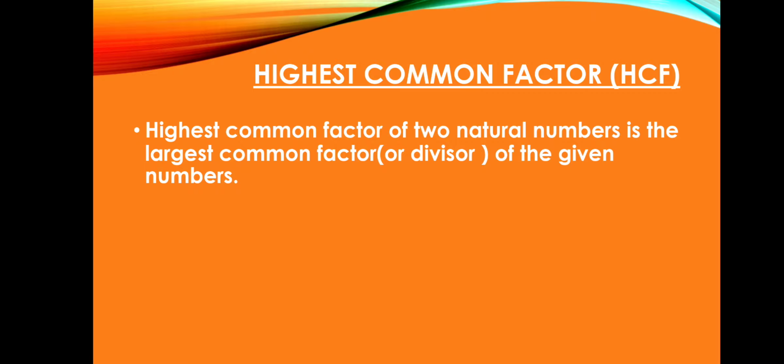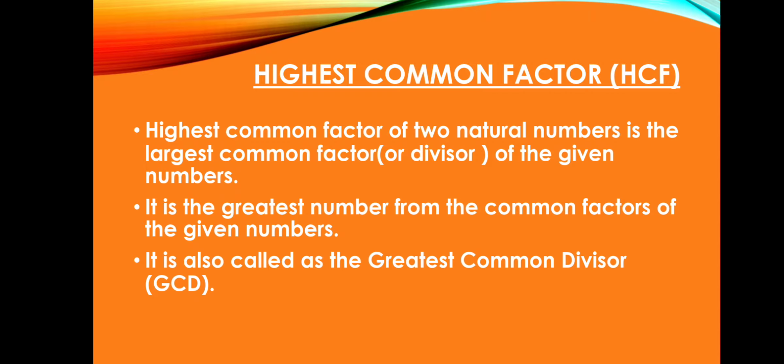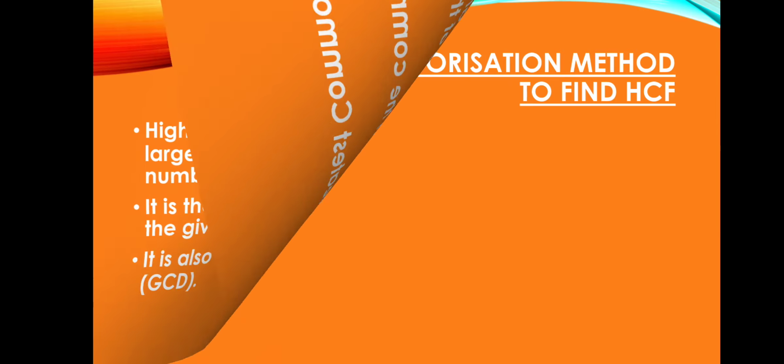Highest common factor of two natural numbers is the largest common factor or divisor of the given numbers, and it is the greatest number from the common factors of the given numbers. It is also called the greatest common divisor.